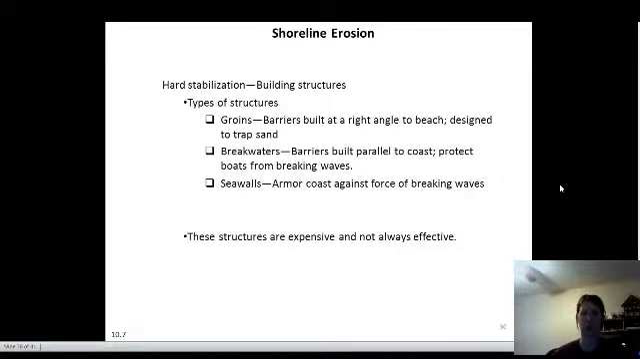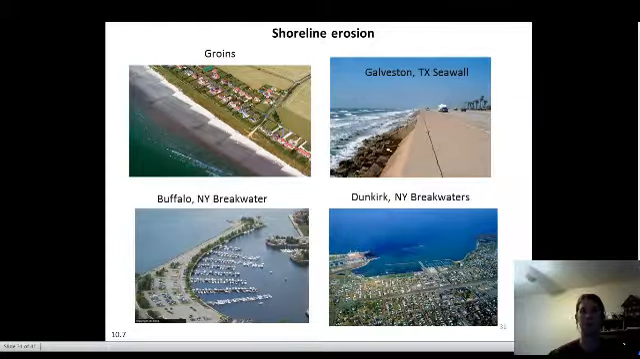The structures are expensive and they're not always effective. Even if they do what they're built for, a lot of times they can have negative consequences that weren't foreseen and have large impacts down the coast. So here's some pictures of some groins. So you see they come out at a right angle from the beach, and so you get sediment accumulation behind the groin. Here's a seawall in Galveston, Texas.